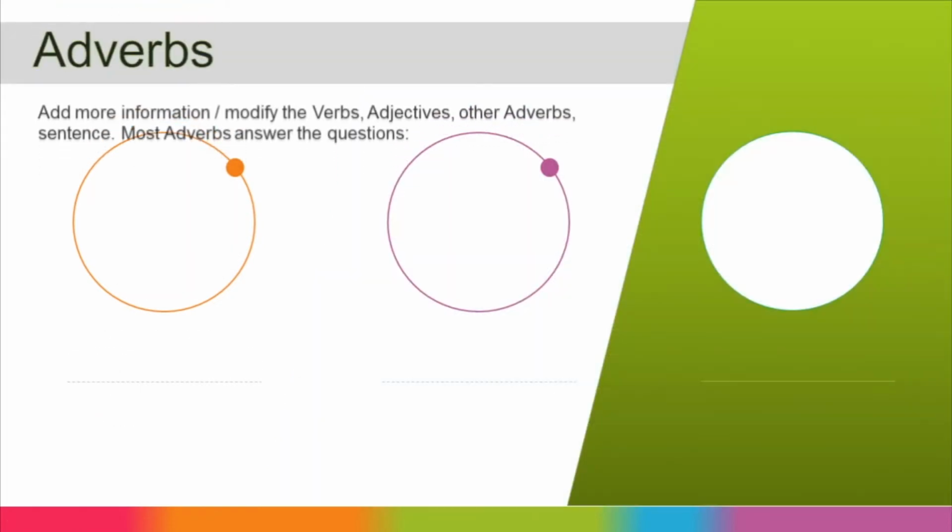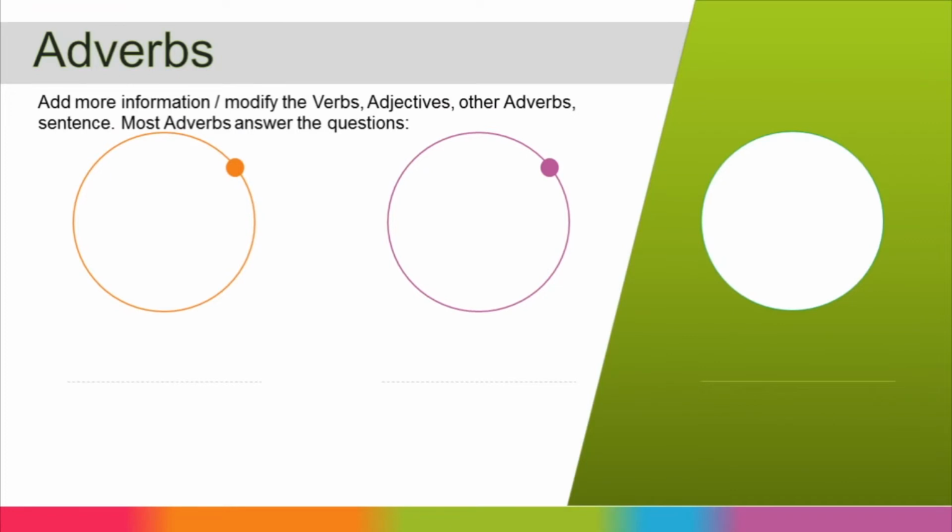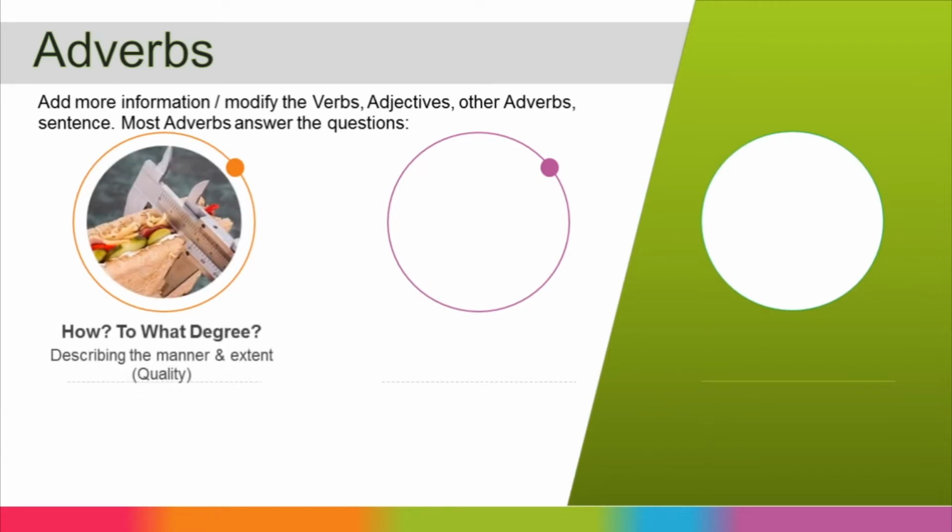Now let us continue our discussion about the next parts of speech, which is adverbs. Adverbs add more information or modify the verbs, adjectives, other adverbs, or even sentences. Most adverbs usually answer the question of how, to what degree, which is describing the manner and extent or the quality of something. The example here is those sentences, he eats quietly. So the word quietly here is an adverb that explains to us the manner of how he eats. The same case with the word beautifully here tells us about the manner how she sings.